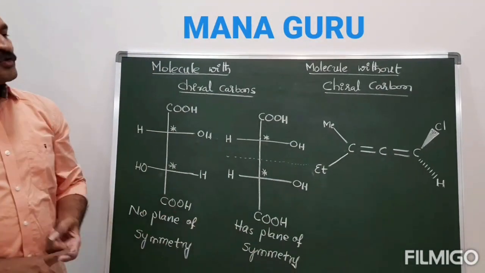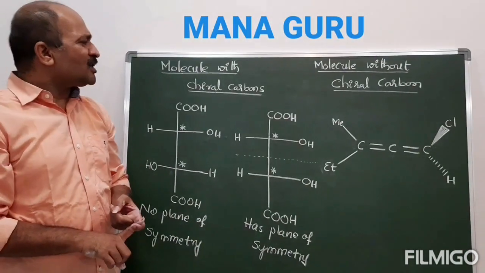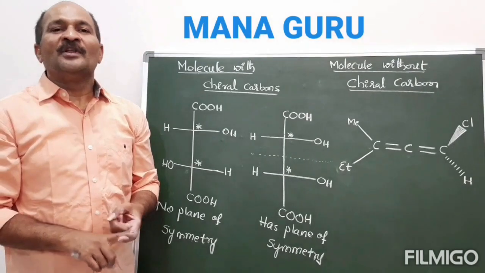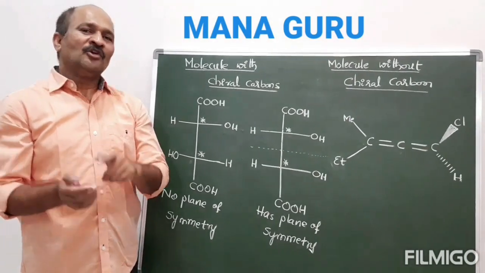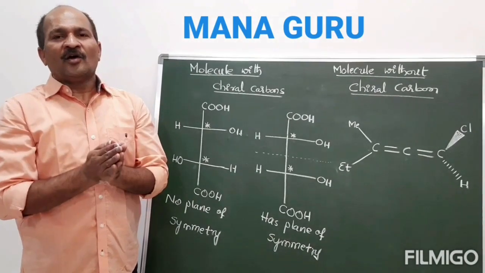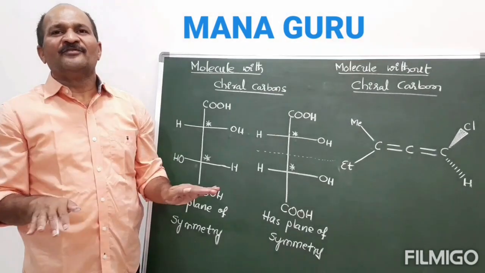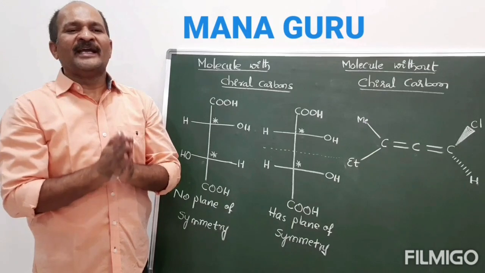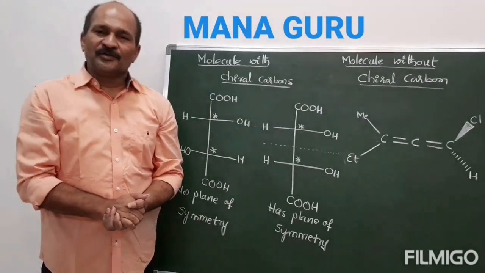I am repeating. Chiral carbon is not the only criteria for the exhibition of optical isomerism. The important criteria, whether it has chiral carbon or no chiral carbon, is lack of plane of symmetry. Molecules having no plane of symmetry have the chance to exhibit optical isomerism. This is the information. Thank you.